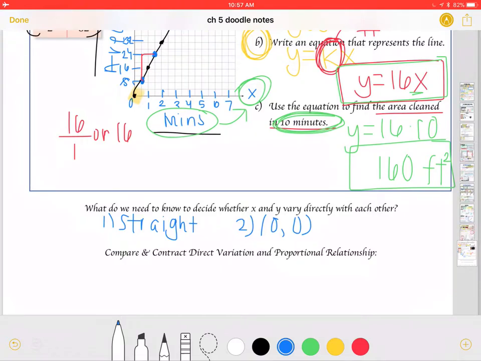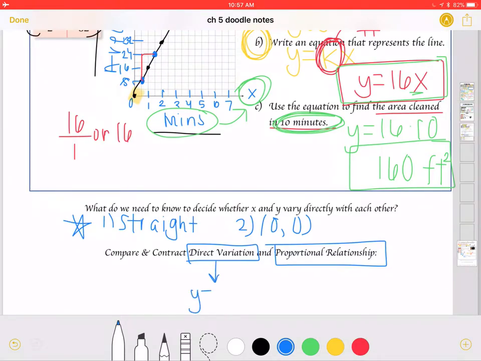Compare and contrast direct variation and proportional relationships. Well, guess what? They're the same thing, right? We're always looking for a graph that is straight and goes through the origin. The only thing that direct variation adds was our equation y equals kx, where k is a number which represents the slope of the line, now that we know slope.